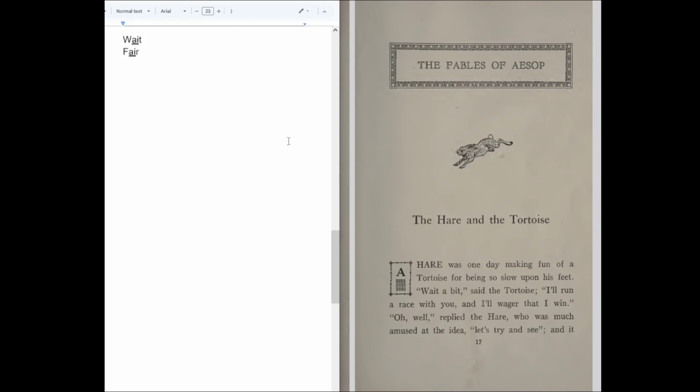bear, or air, or hair. See, that's the hair on our head. That is the animal, the hare, okay? H-A-R-E. H-A-I-R is hair on our head.